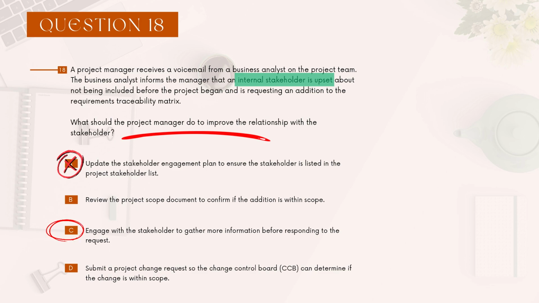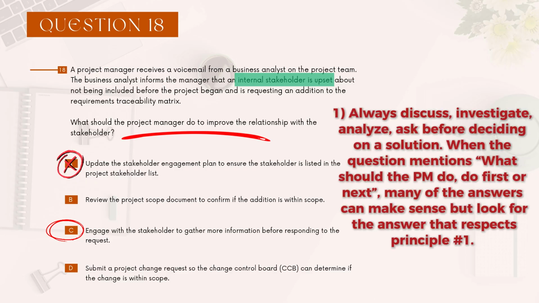C: Engage with the stakeholder to gather more information before responding to the request. Huh. That is nice. That is great. So you're getting this person involved because this person is basically upset that you didn't get them involved. And you're speaking to the person, you're investigating, principle number 1, and you're gathering more information.